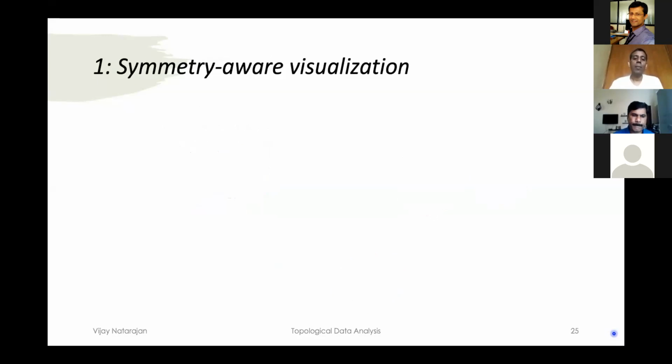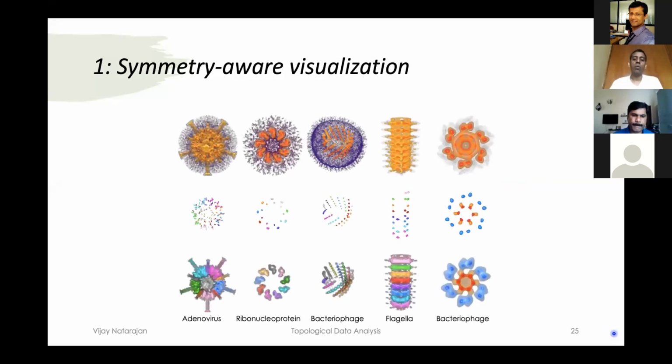So what we developed was a way to visualize data that highlighted symmetry. What you see on the top row is visualization using classic techniques. So you see the human adenovirus, and then a few protein molecules in the next columns. We can ignore the second row for now. The third row is the visualization of these same data sets, but now what we do is to highlight the symmetry in the data.